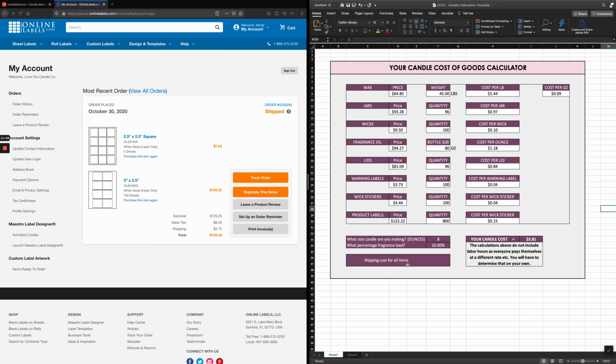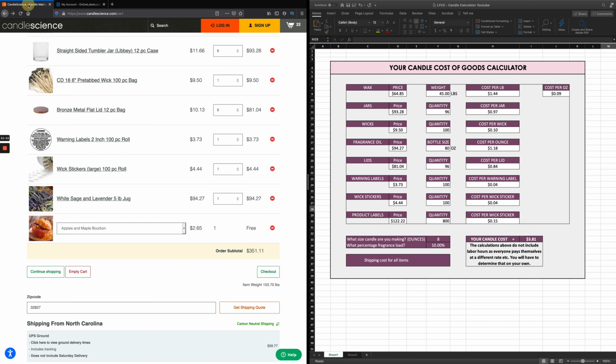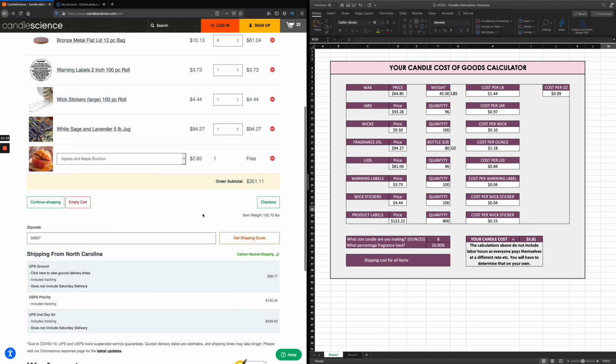Now, for shipping, let's go back to Candle Science. Shipping will vary for everybody, but for me, I put in my zip code, and my shipping comes out to $99.77. I'm going to go ahead and put that here.